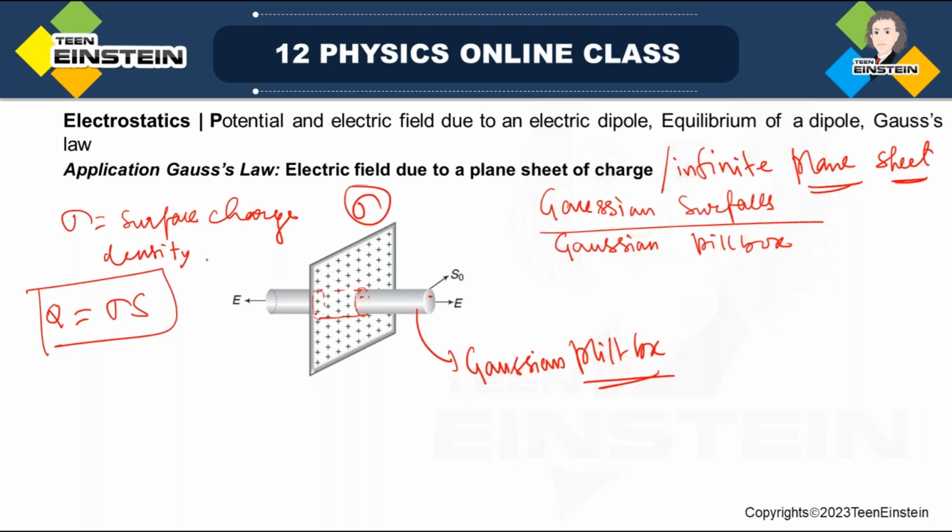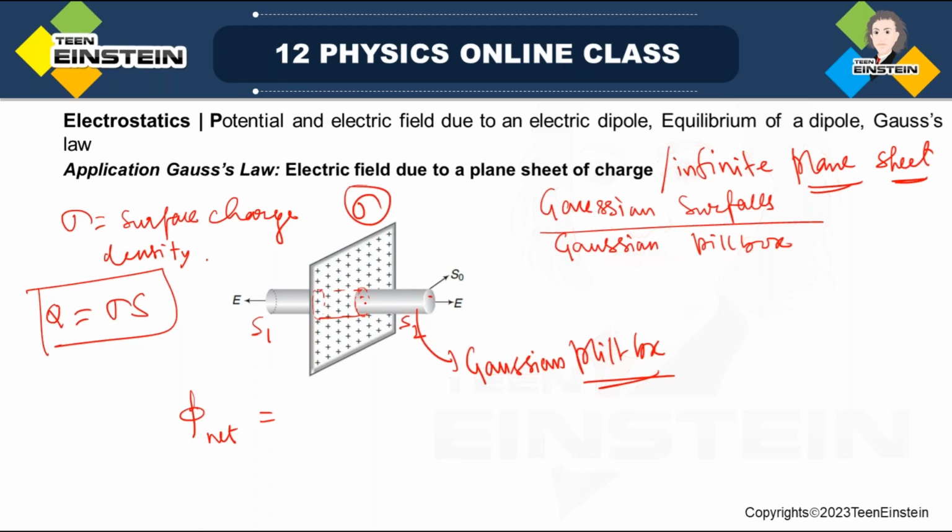In this case, I have to calculate the flux through the closed Gaussian surface. I have two surfaces here, this is surface 1 and this is surface 2. I have to find out the net flux. So how to find out net flux? Let me tell you here.